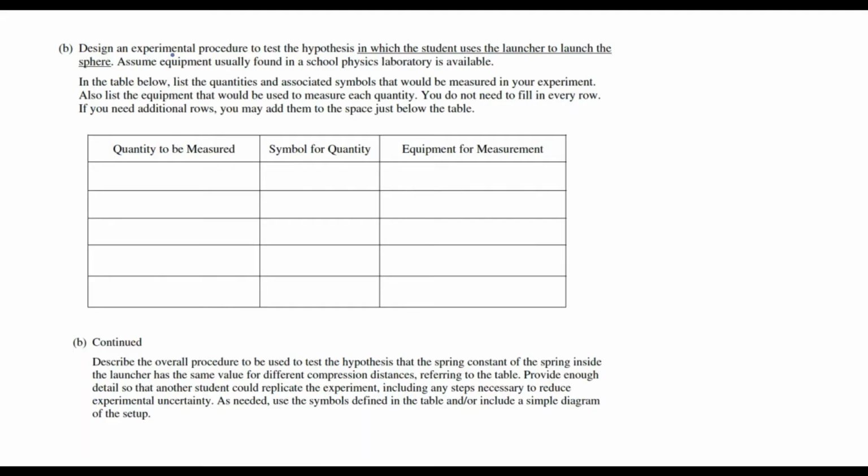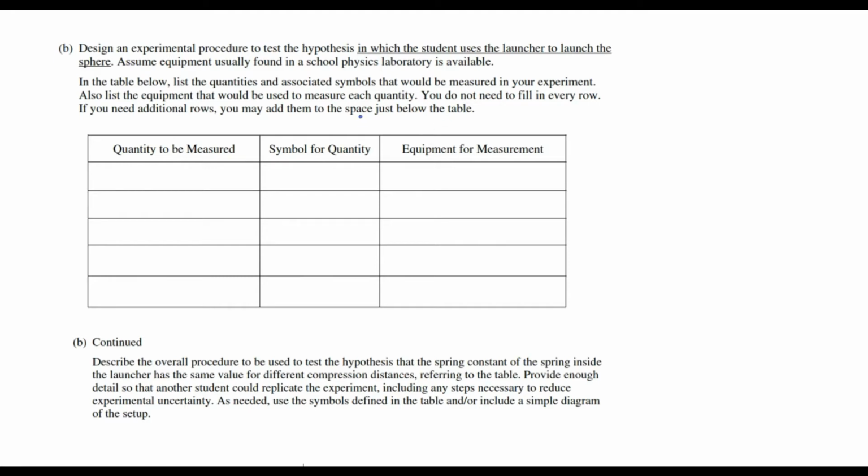We are asked to design an experimental procedure to test a hypothesis in which the student uses the launcher to launch the sphere. Okay, so don't be creative in here. Assume equipment usually found in a school physics laboratory is available. In the table below, list the quantities and associated symbols that would be measured in your experiment. Also list the equipment that would be used to measure each quantity. You do not need to fill in every row. If you need additional rows, you may add them to the space just below the table.